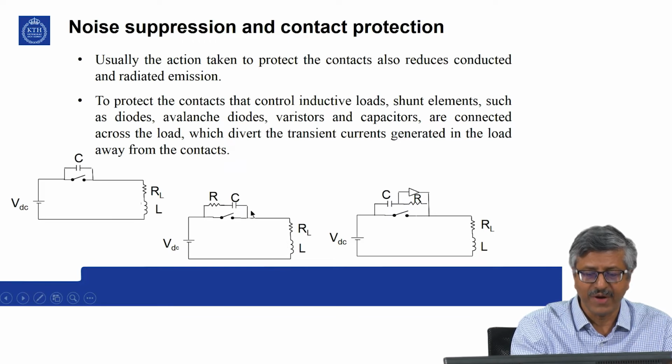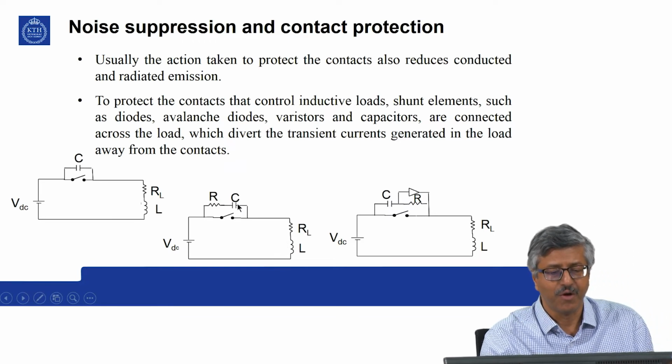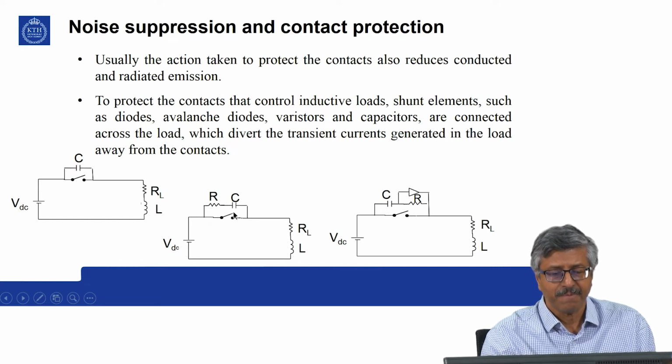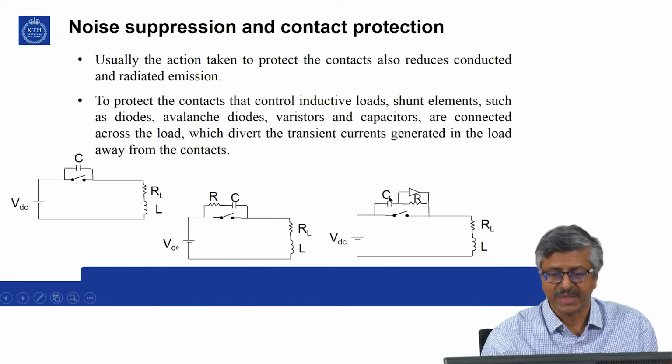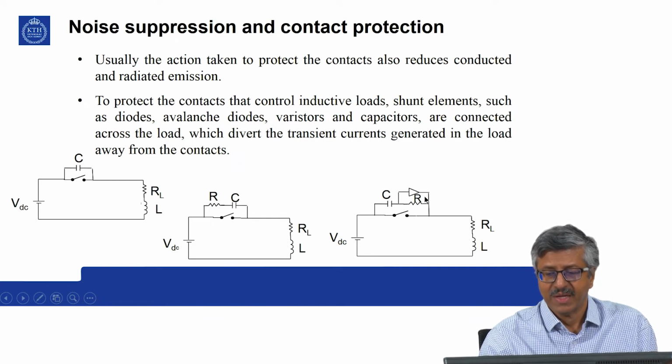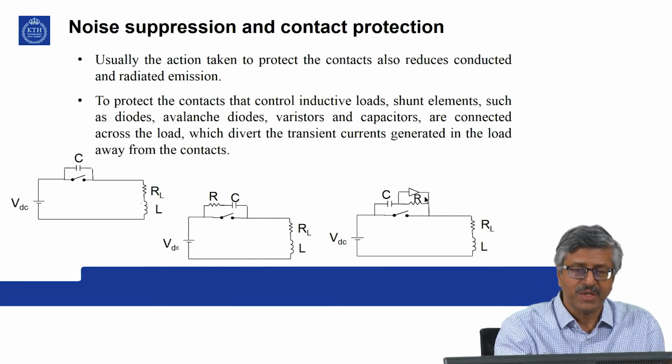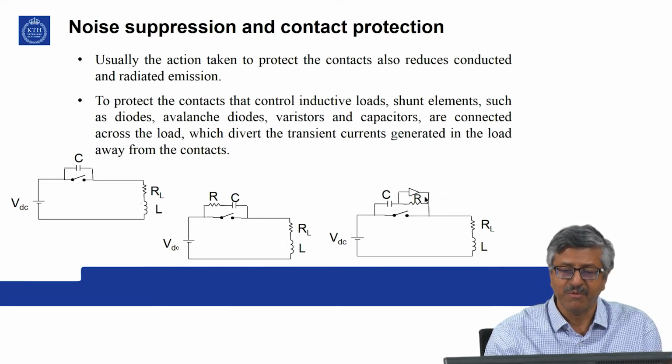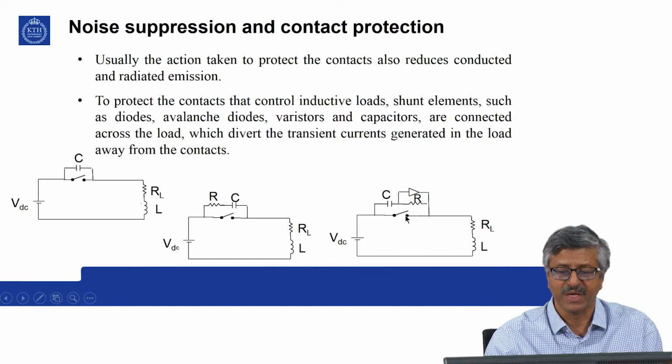This is a modified form of the circuit with a resistance R also, and this is with a diode connected across the resistor for better performance. So there are several variants, depending upon the cost; you can find several variants of the circuits in arc suppression for the contacts.